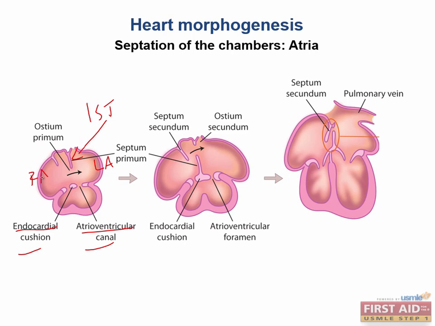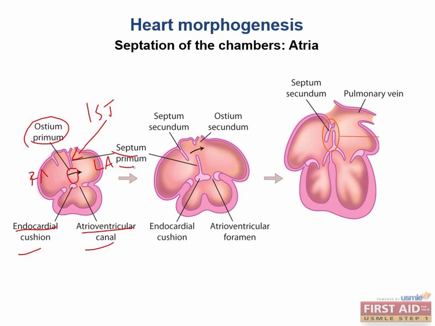We call this small communication the ostium primum, or the first small hole. Foramen and ostium both mean hole, so don't let the interchange between the words throw you off, or the flow of understanding. So ostium primum and foramen primum both refer to the first hole created by the descent of the septum primum. Now eventually the septum primum reaches this endocardial cushion and it starts to fuse.